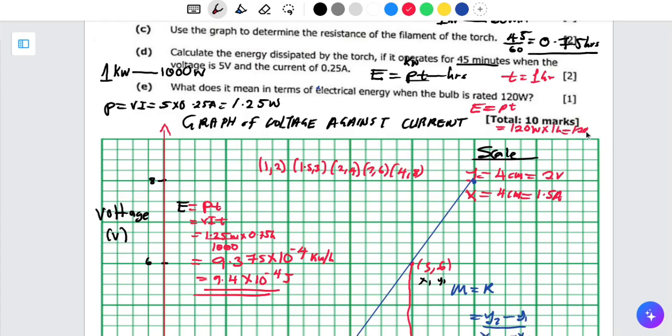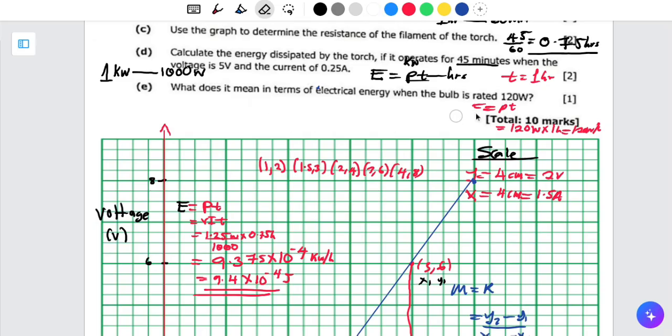So meaning to say that bulb is consuming 120 watts per hour of energy. So it means that the bulb is using 120 watts per hour of energy. Okay, so that is one thing that you need to know. So the bulb is using 120 watts per hour of energy. That is what it means.